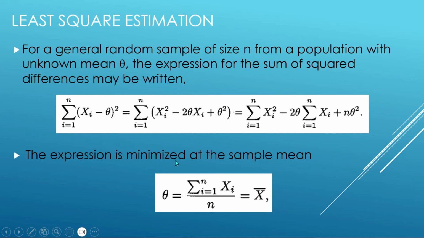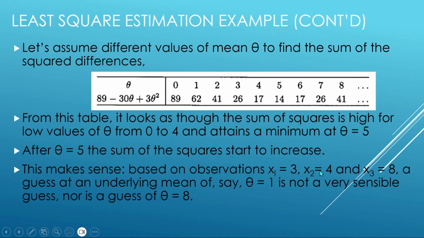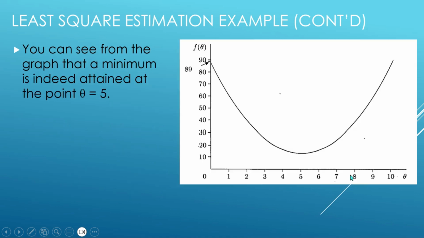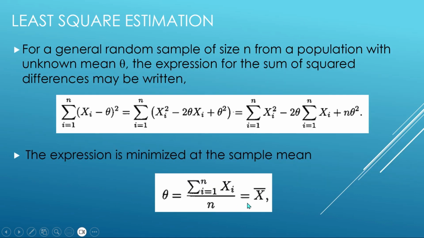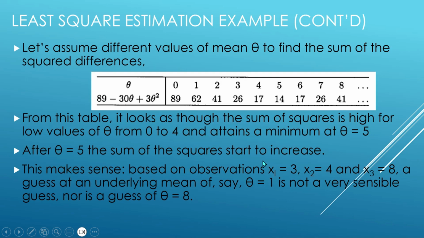And the expression is minimized at theta equal to the sample mean, the sum of all the xi divided by n, as we did over here. In this case, 3 plus 4 plus 8 is equal to 15, divided by 3. So theta is simply the sample mean. We can say that this expression is minimized at the sample mean. As we have seen over here, the sample mean was 5, so this expression is minimized at the sample mean value, which is 5.